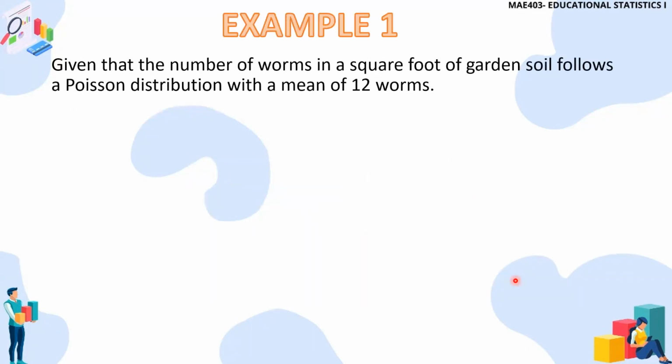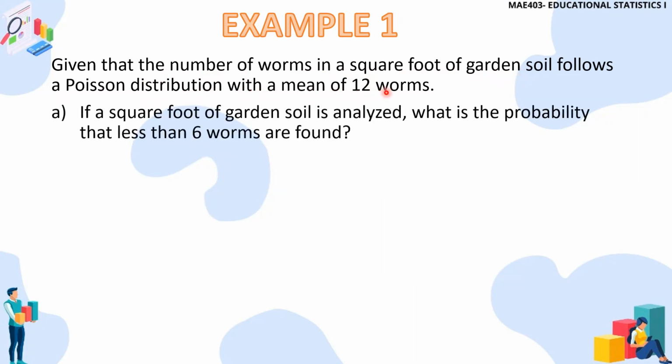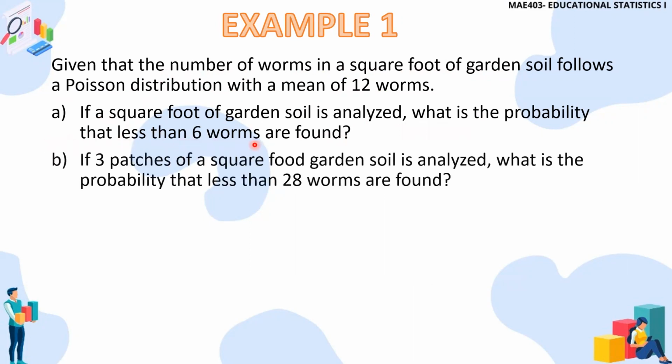Alright, let's look into an example. Given that the number of worms in a square foot of garden soil follows a Poisson distribution with a mean of 12 worms, therefore your lambda is 12. The first question, if a square foot of garden soil is analyzed, what is the probability that less than 6 worms are found? And the second question, if 3 patches of a square foot of garden soil are analyzed, what is the probability that less than 28 worms are found?